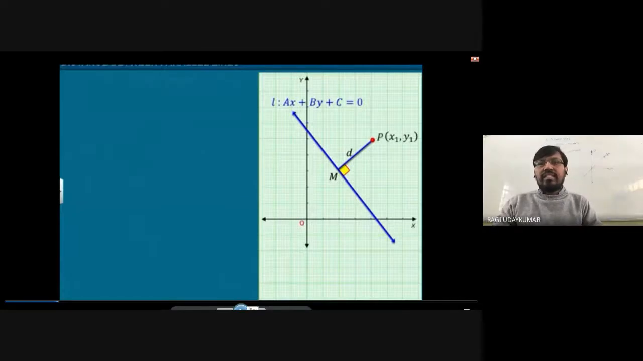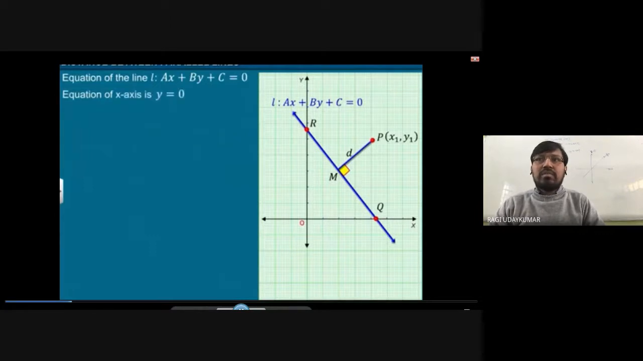Now, the distance of a particular point from a given line. Distance is nothing but perpendicular distance, which should be taken into consideration. Let us take the point P(x1, y1) and a line ax + by + c = 0, and the line intersects the x-axis at a point Q and the y-axis at a point R. So the distance of the point P from the line is nothing but PM, the perpendicular, the shortest distance.